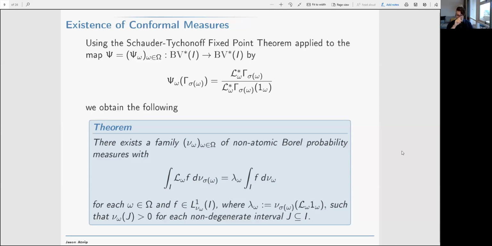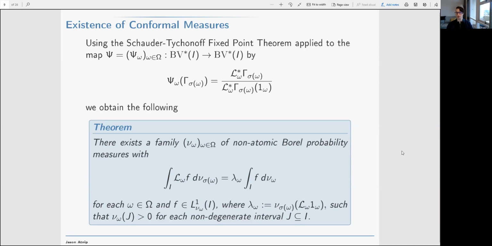The problem with that is that a functional in the dual of BV is not necessarily a measure. So to deal with this, we extend our functional so that it acts on continuous functions. From there, we can apply the Riesz theorem to obtain an actual measure. And lastly, we go back and show that this measure nu that we found is actually equal to our conformal fixed point functional that we found in BV.